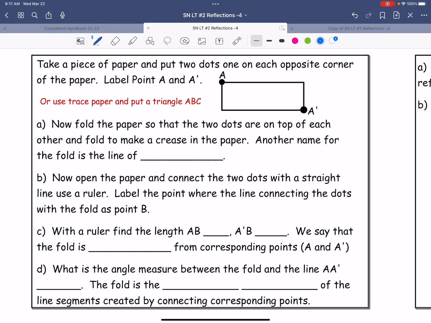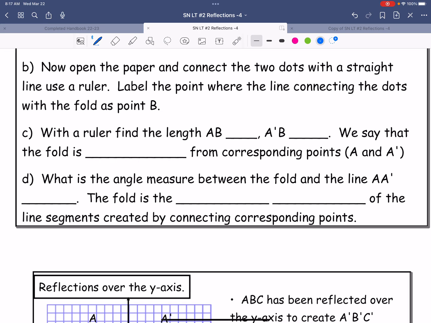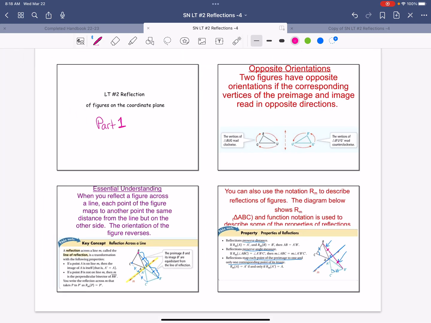Here we used tracing paper and we realized that the fold was the line of reflection, and it was a perpendicular bisector. A line of reflection is, and I'll show you that with this because you don't have paper, the line of reflection is perpendicular to the line connecting the pre-image and its image. So it's perpendicular, and not only that, it's bisecting that. So we say that the line of reflection is a perpendicular bisector to the connection between a point and its reflection.